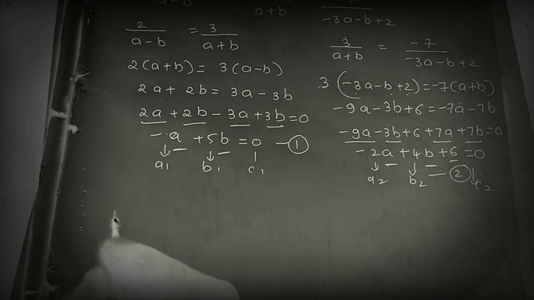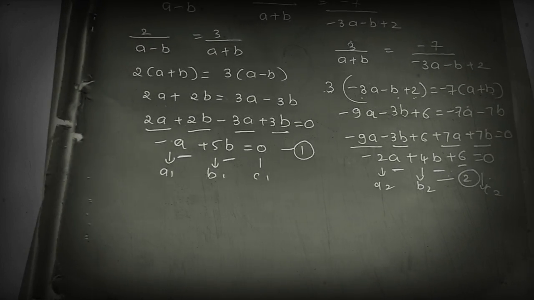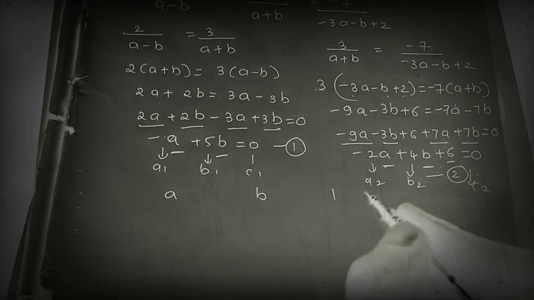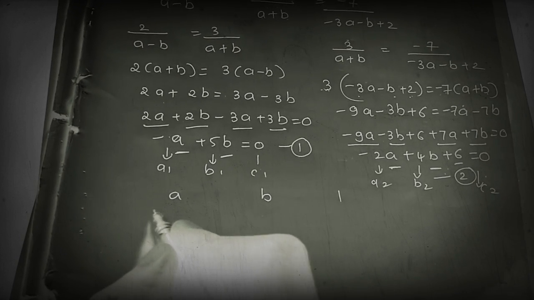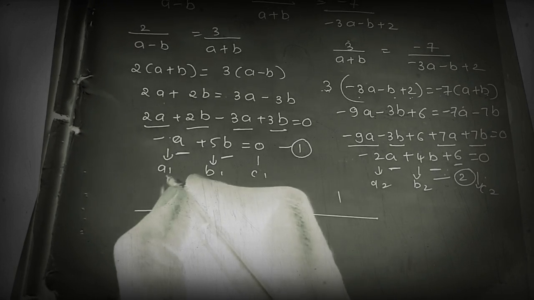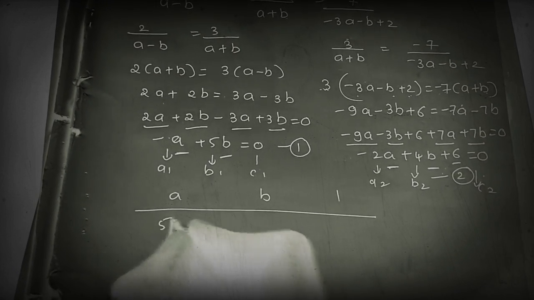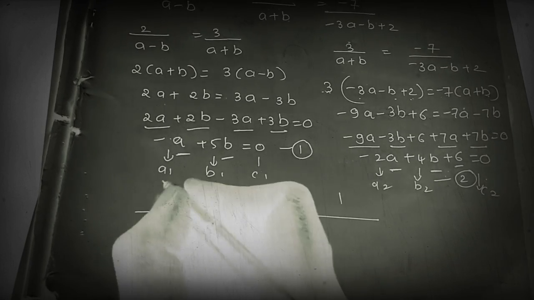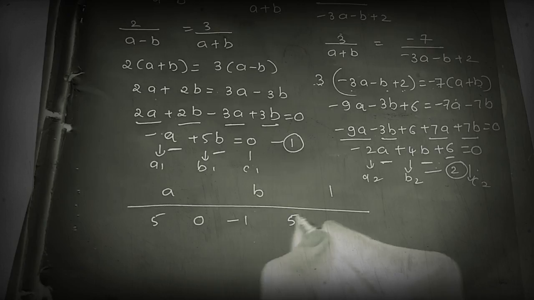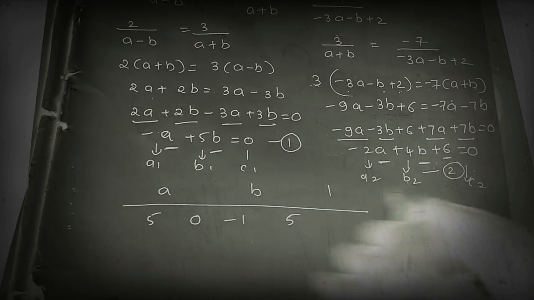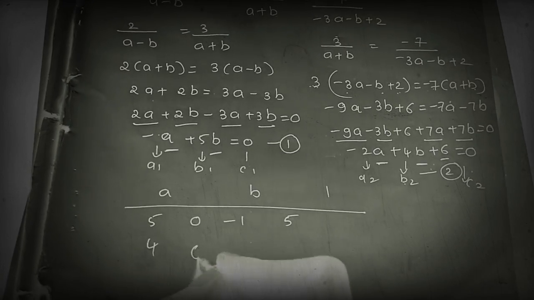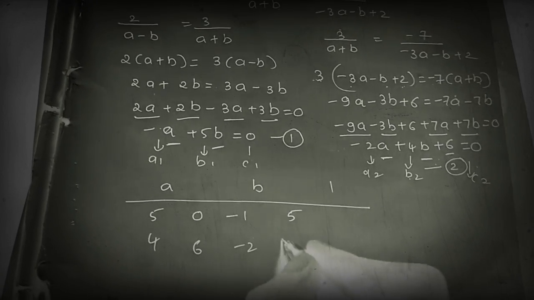As we know, in the cross multiplication method, how are we going to solve? Here the variables are a and b, so we are going to take a, b, and here 1. Next we are going to arrange b1, c1, a1, and again b1. b1 is 5, c1 is 0, and a1 is minus 1, and again b1. Again here b2 is 4, c2 is 6, a2 is minus 2, and again 4.